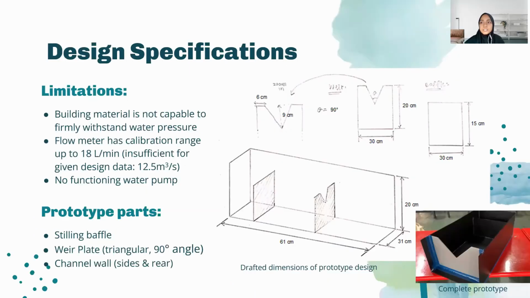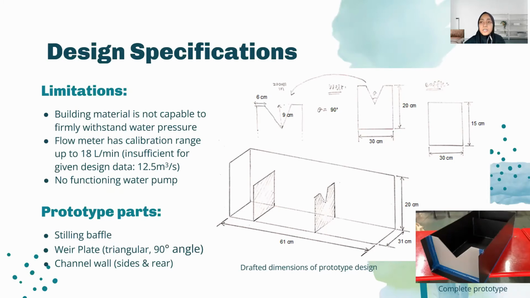meters. The specification of our design is finalized based on the limitations and the parts that are needed for our prototype. There are three main limitations outlined in this specification. Firstly, the building material we use, corrugated plastic board, is not capable of firmly withstanding water pressure. That means that when the volume of water is large, the material will start to bend outwards.